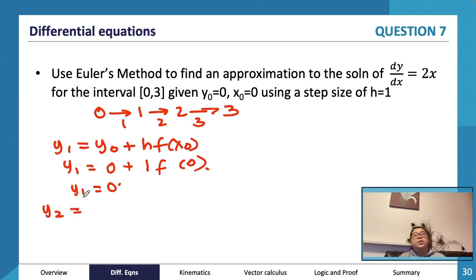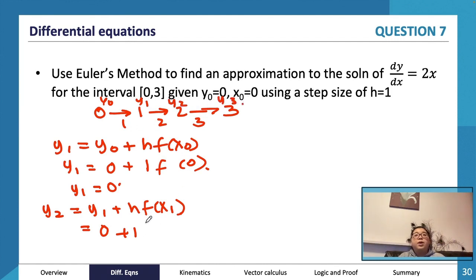So y2 for us is going to be y1 plus h f(x1). Our y1 is going to be 0 from our previous question, and our h is going to be 1, and our x1 is now going to be essentially this value plus 1, right? Because we just worked out that that's the next value along. So again, it's going to be this one. So this is y0, y1, y2, y3.